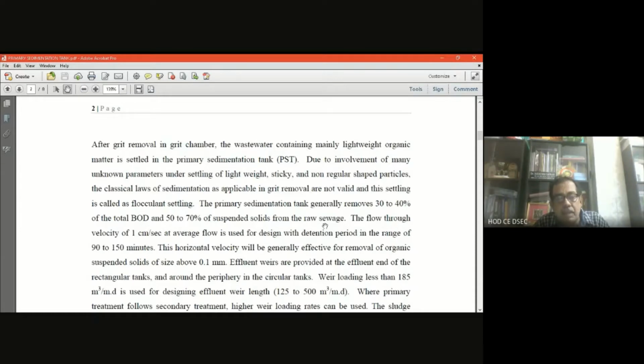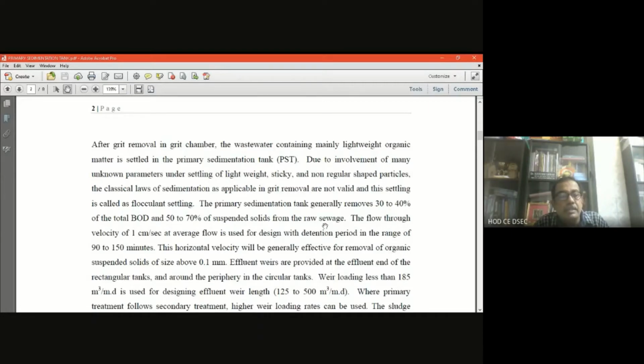And the detention time, I have already discussed. What is the detention time? Detention time means the time during which the tank detains the liquid. That means the flow occurs during this time to fill the tank. So that is the detention time, and it is considered here as 90 to 150 minutes. That means 1.5 hours to 2.5 hours.